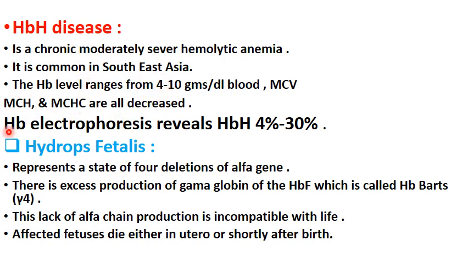Hemoglobin electrophoresis will reveal that hemoglobin H is 4 to 30% of the total hemoglobin, so it is high. Now we are coming to hydrops fetalis, which represents a state of the 4 deletion of alpha genes. All the alpha genes are deleted, so there is excess production of gamma globin of the hemoglobin F. This is called hemoglobin Bart's, gamma 4. This lack of alpha chain production is incompatible with life.